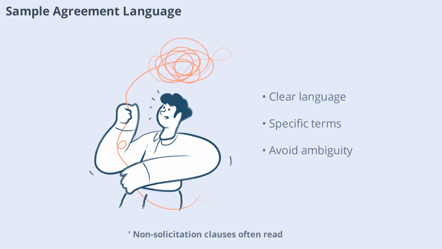Non-solicitation clauses often read, the employee shall not solicit any clients or employees of the company for 2 years. These examples highlight the importance of clear, specific language. Ambiguous terms can lead to disputes and legal challenges. Always read the fine print and seek clarification if needed.